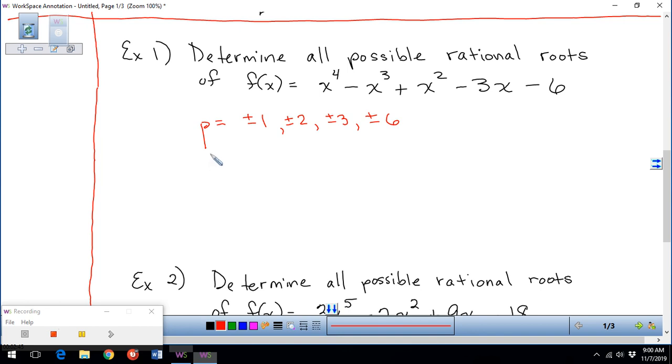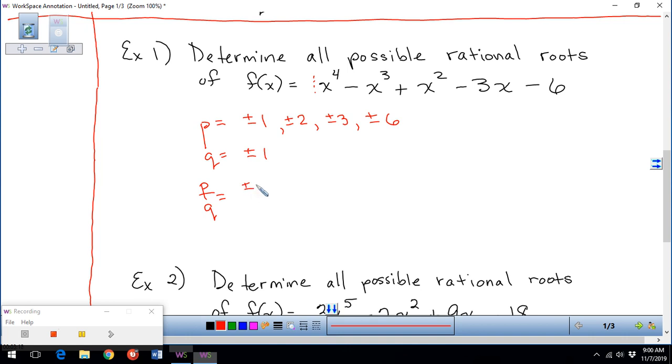Now for our q numbers, we go to the lead coefficient, and you'll notice that the lead coefficient of this particular term is a 1. Well, the only number that divides into 1 is positive or negative 1. Now that I have all of my possible p's and all of my possible q's, now I'm going to set up my possible rational roots. So I'm going to take p and divide by q.